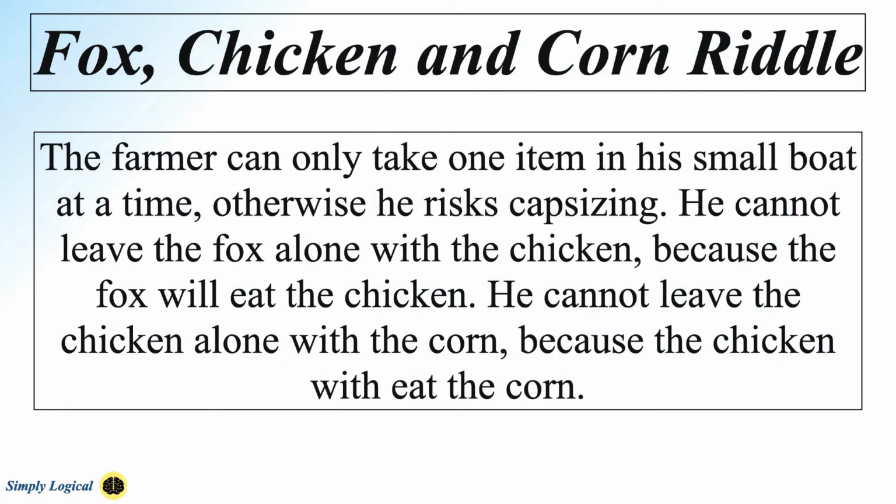The farmer can only take one item in his small boat at a time, otherwise he risks capsizing. He cannot leave the fox alone with the chicken because the fox will eat the chicken. He cannot leave the chicken alone with the corn because the chicken will eat the corn. How will the farmer cross the river without losing anything?